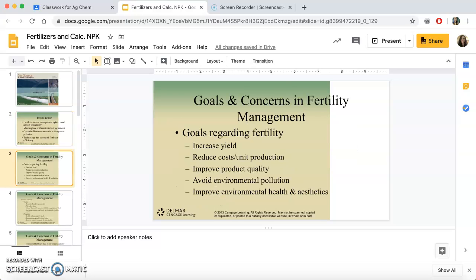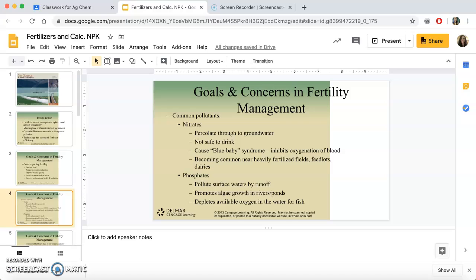So here's our goal when we use fertilizer, what we call soil fertility, meaning that we want something that's going to produce crops well. Our goals as a producer are to increase our yield, or the amount of crops that we have, to reduce our costs in production, and to improve the quality of the product that we're producing. So we want a really healthy, fresh product. We want to avoid pollution, and we actually want to improve the environmental health of the environment that's around our crop. So that's really our goals of fertility.